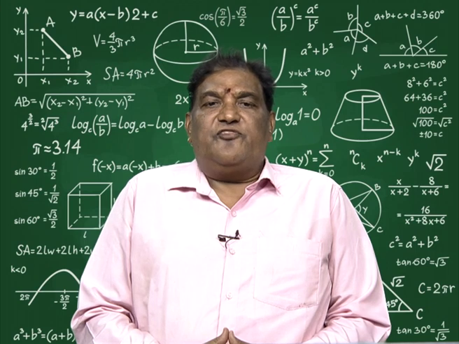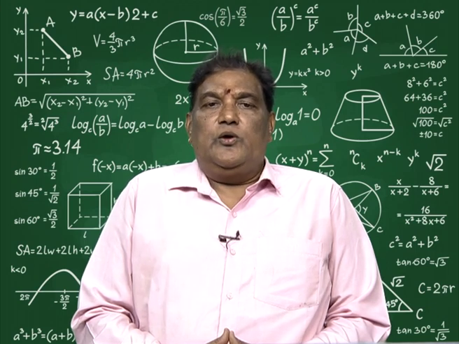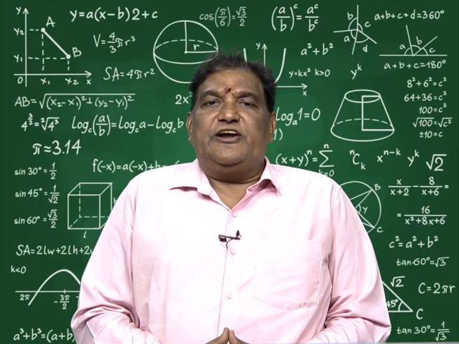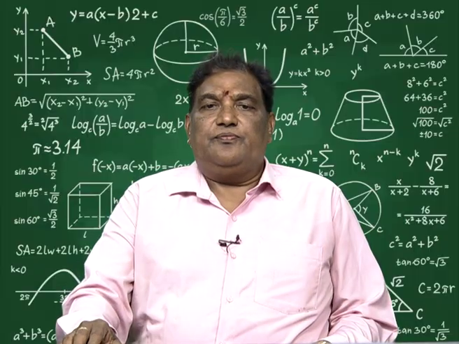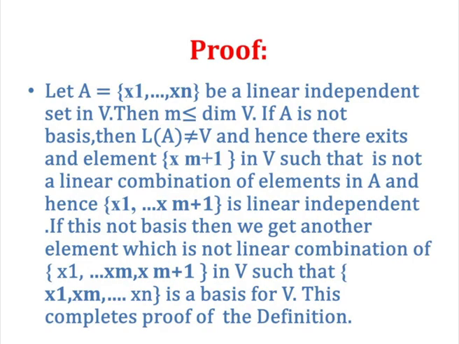Let V be a finite dimensional vector space over a field F. Then any linearly independent set in V can be extended to a basis. Proof. Let A equal to x1, x2, etc., xm be a linearly independent set in V. Then m is less than or equal to dimension V.